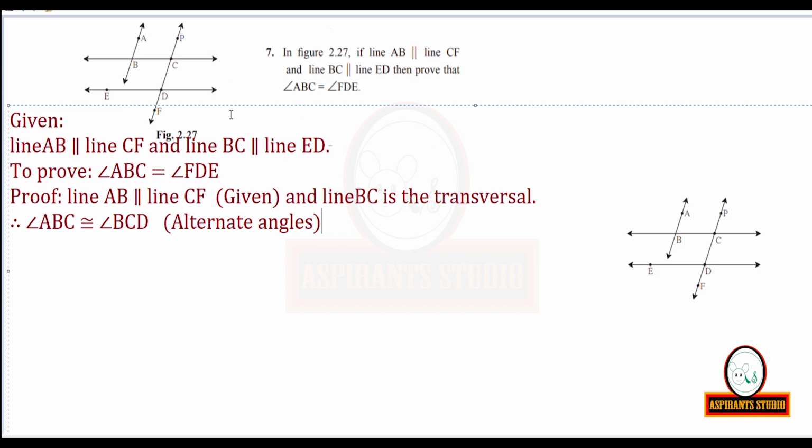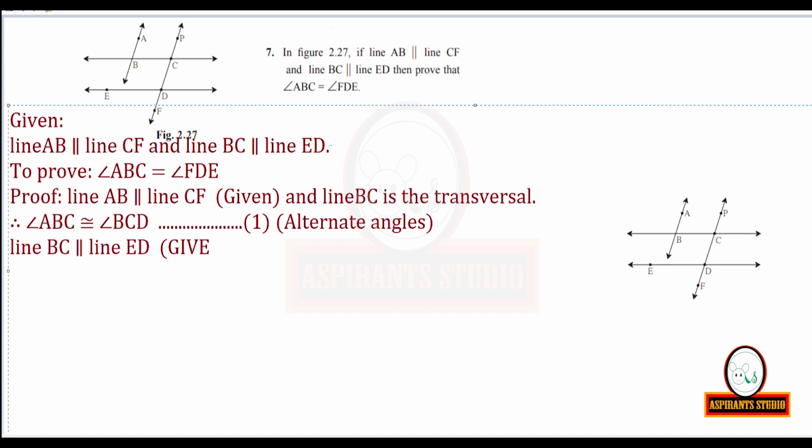Now, line BC is parallel to line ED is given, and let us take line PF to be the transversal. So now look at the figure. Line BC is parallel to line ED is given, and we are taking line PF to be the transversal. So now, see the corresponding angles. They are congruent because of the corresponding angles theorem. The two lines are parallel.